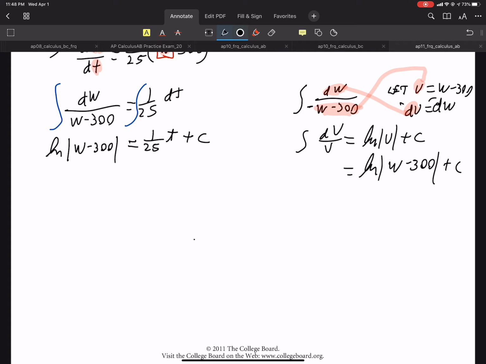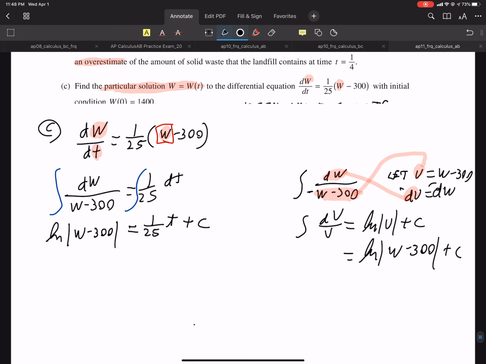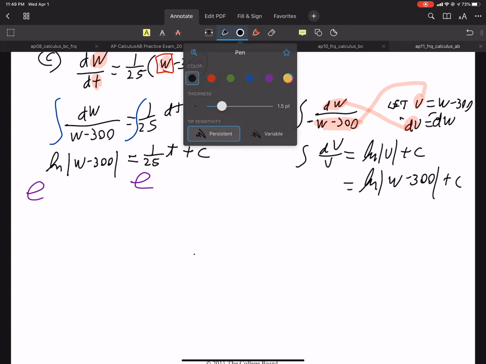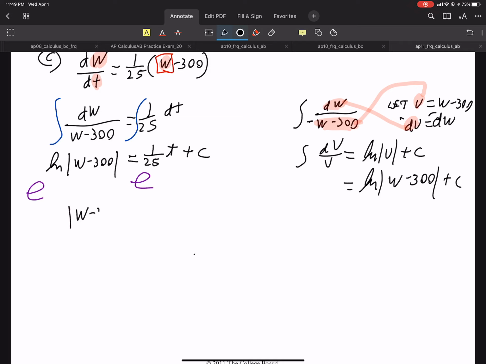Now, the next step, we're going to talk about a couple things here. We can argue that W is always bigger than 1200, the starting amount. So therefore, we could say this is always positive, so we don't need the absolute value. But we're just going to do it another way that works when you don't have those conditions. So to get rid of ln, I do e on both sides. Then we get absolute w minus 300 equals e to t over 25.